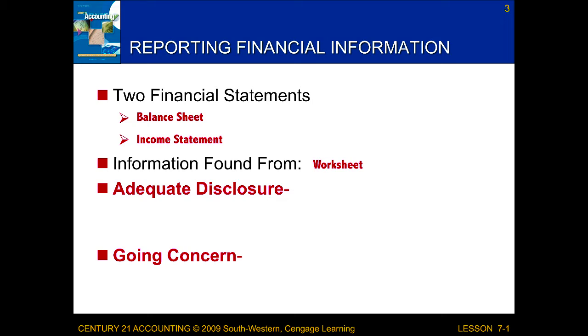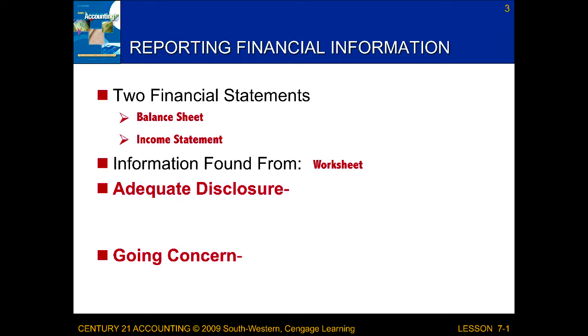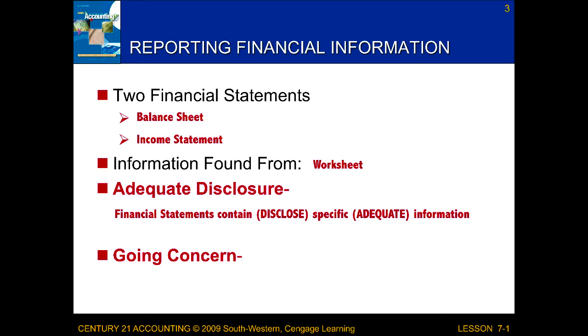And we have two vocab words that I want you to include in your Quizlet. The first is adequate disclosure. This relates to financial statements because when we create our financial statements, we need to make sure that they contain, or they tell us, aka disclose, specific, in this case adequate, information. And so adequate disclosure, again, is making sure that the balance sheet and income statement, both financial statements, are disclosing adequate or specific information.